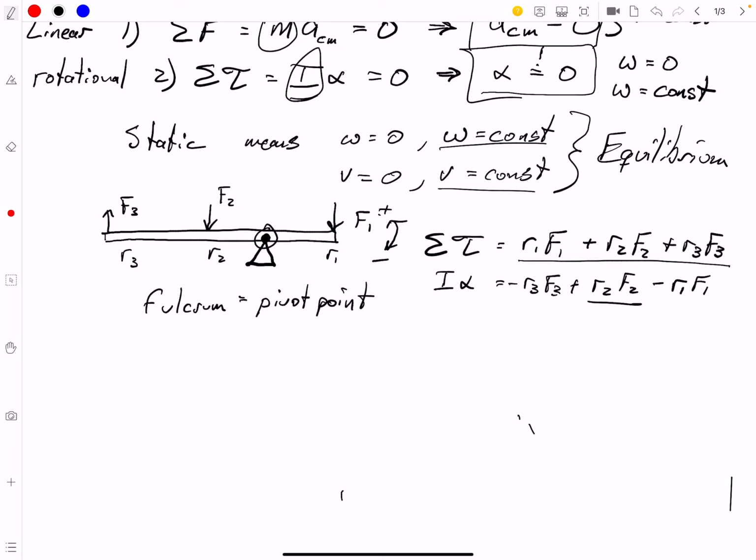If this one is different, how do I want to say this? This whole thing could equal 0. I alpha equals 0 means that F2, R2 is equal to R1, F1 plus R3, F3. So we would know that. If that's the case, then that implies this is equal to 0, and then we're static.